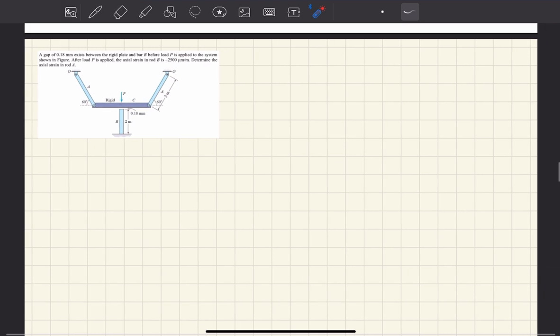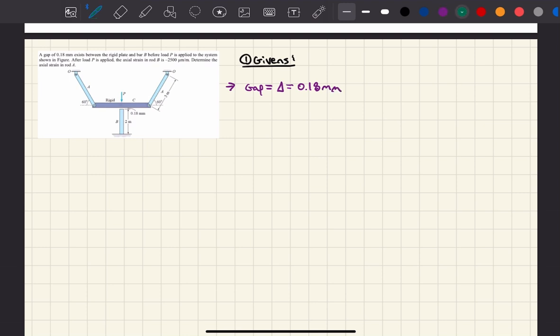Okay, so immediately we are given that the gap between rods B and C is 0.18 millimeters. So this gap right here is 0.18 millimeters. So that's our first given. Let's give it a variable. Let's call it delta. So this delta is equal to 0.18 millimeters. Okay. What else are we given?